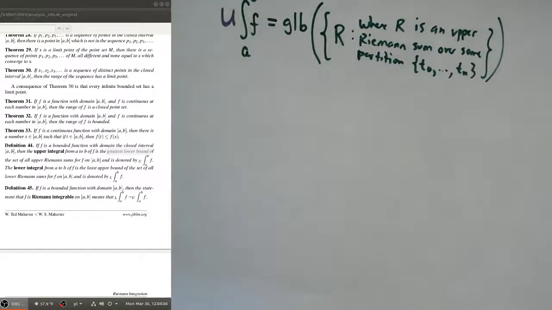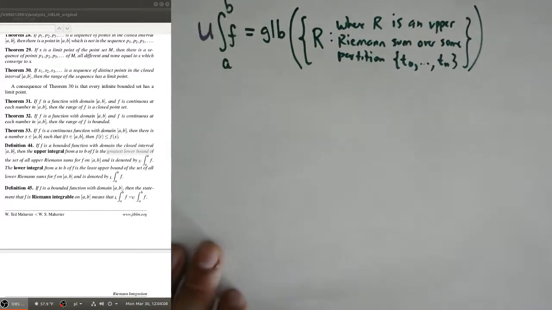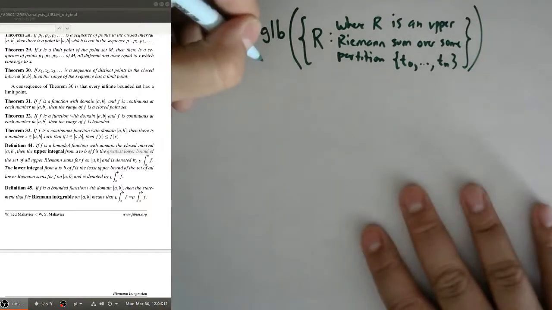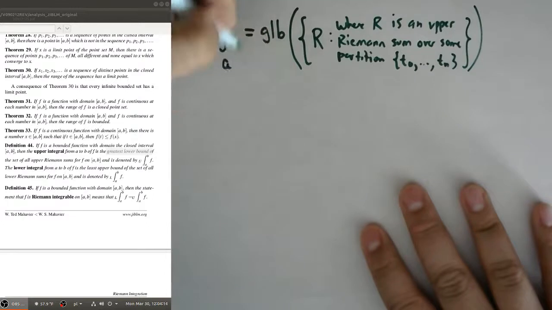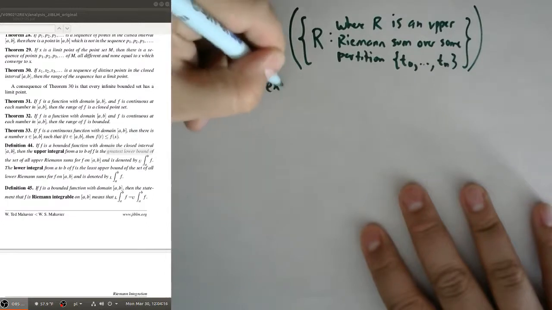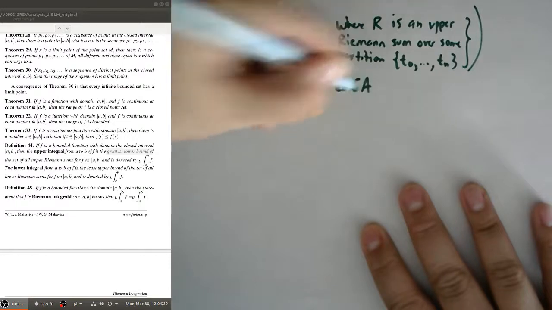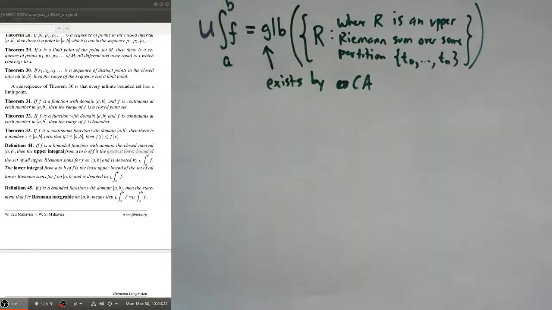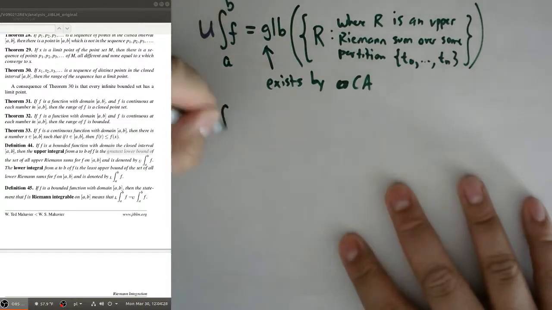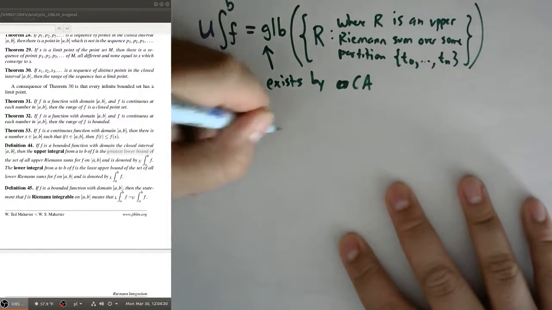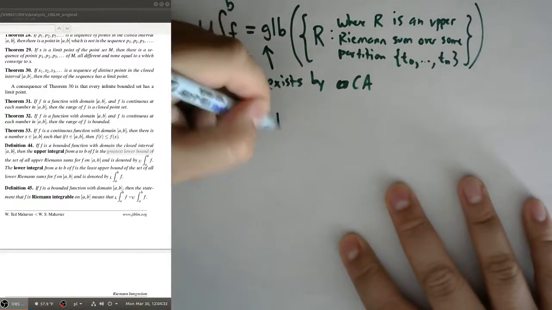Well, because that set of numbers is bounded above, that thing exists. Okay, this is a number. This exists by the completeness axiom. They call it CA in the book. So we have a similar notion for a lower integral. So we have the lower integral from a to b of f, and that's the least upper bound.